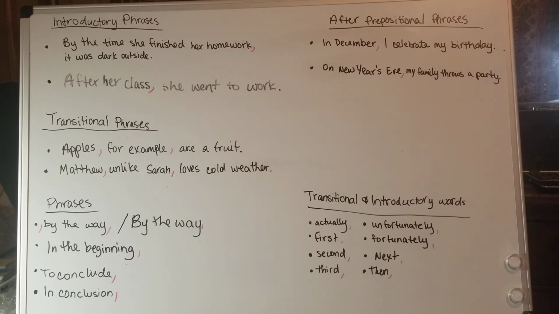And then we have words like unfortunately and fortunately. Unfortunately, he couldn't come to the party. So unfortunately, comma. Fortunately, he came to the party. So fortunately and unfortunately get commas after them. And then we have next and then. Those are also for steps, right? So next, we went to our friend's house. Then we saw a movie.